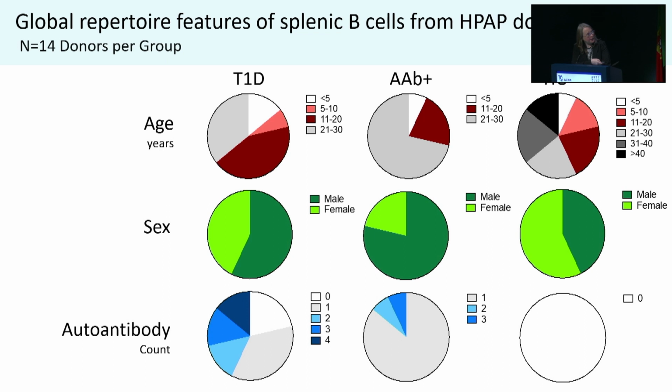In the autoantibody positive, most of the donors here are single positive, but some are double and triple. And of course, the healthy controls don't have any autoantibodies. Okay, so we're going to sequence antibody heavy chain rearrangements initially and just look at the landscape of the repertoire and ask some very basic questions like, do T1D patients, or organ donors, have larger B cell clones? Do they have any shifts in their V gene usage?